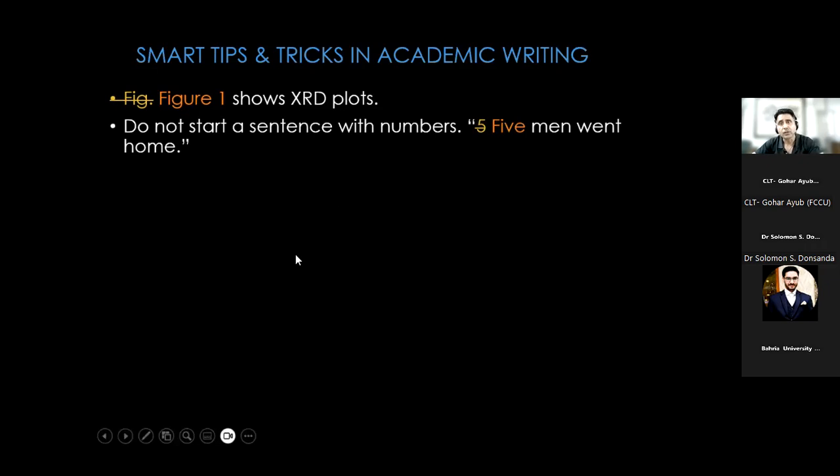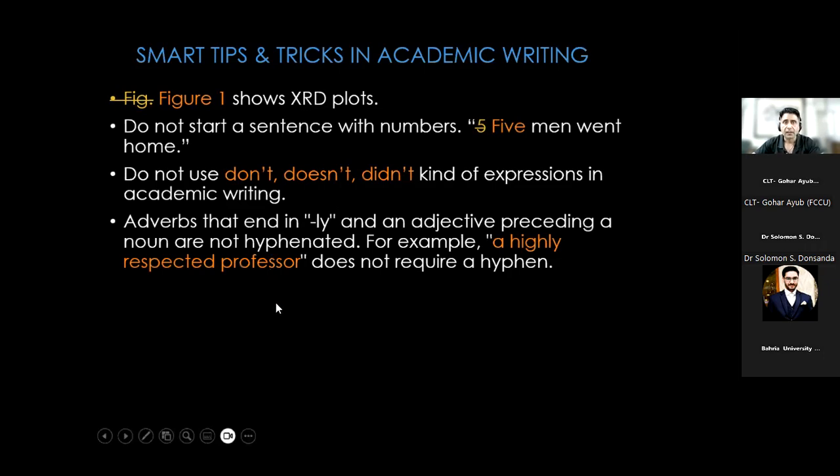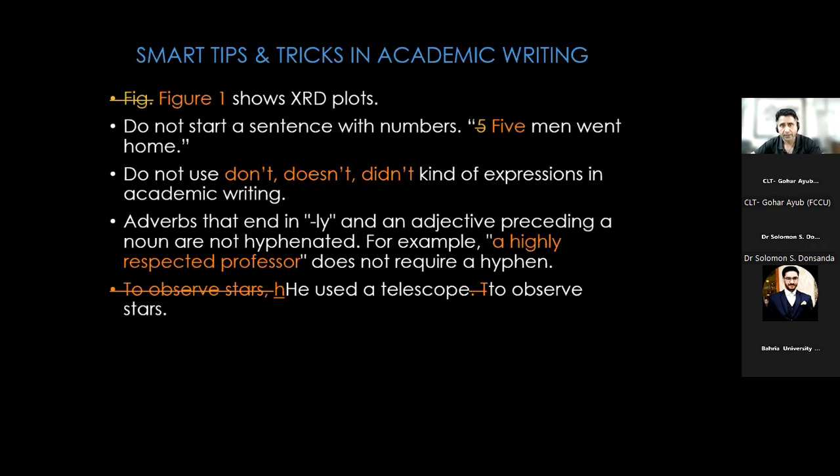Do not start a sentence with numbers like 5 men went home. No, you have to write FIVE when you start a sentence. You cannot start a sentence with numbers. Do not use the short forms don't, doesn't, didn't in academic writing. Instead, you have to write do not, does not, did not. Adverbs that end in ly and an adjective preceding a noun are not hyphenated. For example, a highly respected professor. You don't have to put a hyphen between highly and respected because highly ends in ly.